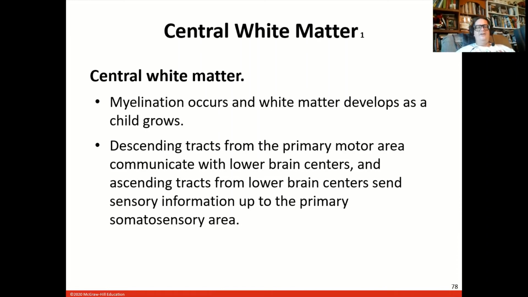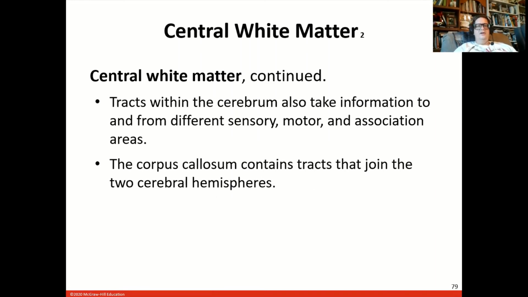Anyway, the descending tracts from the primary motor area communicate with lower brain centers. Ascending tracts from lower brain centers send sensory information to primary somatosensory. Basically, in the brain, coming from the spinal cord, we've got sensory up, we've got motor info down after we've integrated and made decisions about what motor things need to be done. So these tracts of white matter also take information to and from the sensory association areas and motor association areas that we've just been talking about.